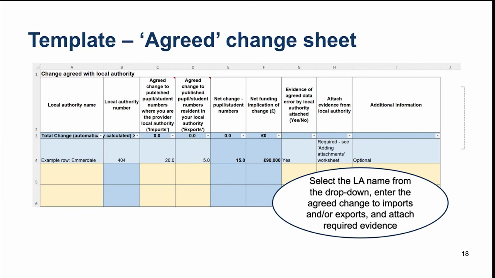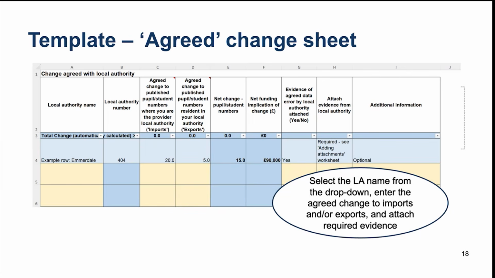In column D, these are the change to the exports data. So this shows the change for a special school that's in Emmerdale, the other local authority area, which had 5 more pupils attending that lived in my local authority. Hence the exports show plus 5, although this will actually be a negative funding adjustment.